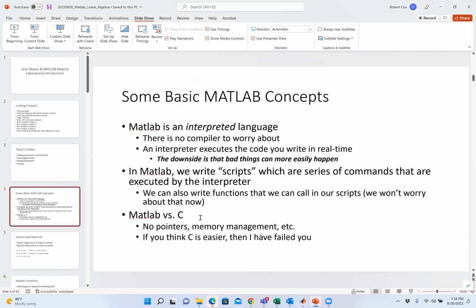So like I was saying the other day, MATLAB versus C, MATLAB doesn't have pointers or any of the memory management stuff that you've got to worry about in C. So it's much more straightforward in that sense to me.